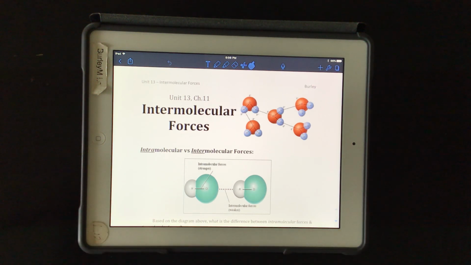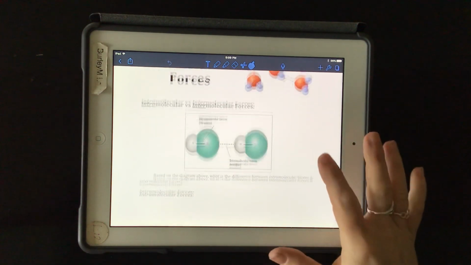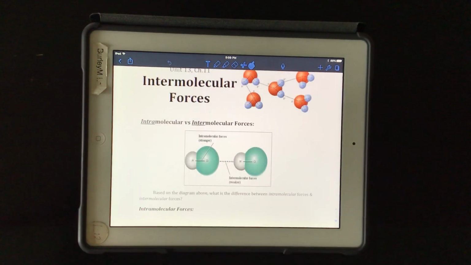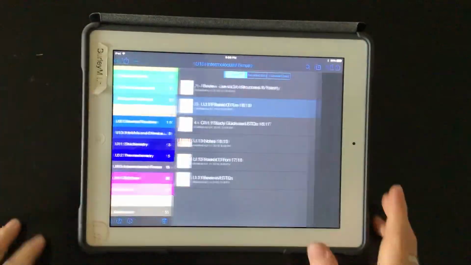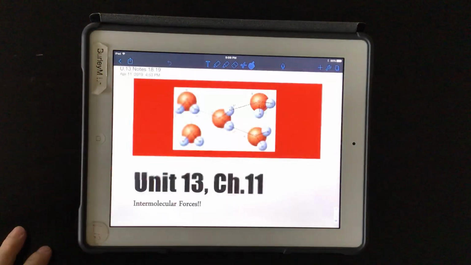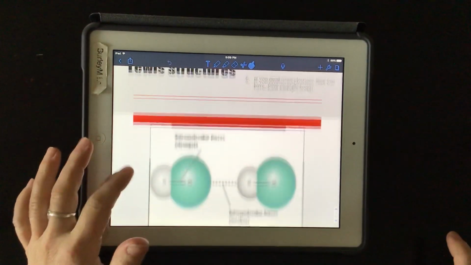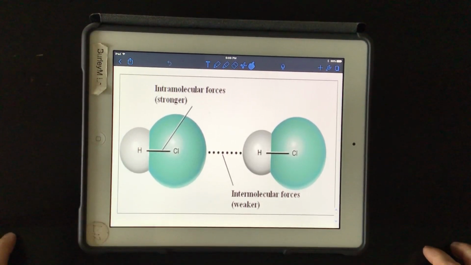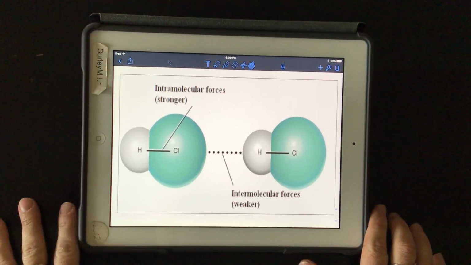In this video, you're going to be learning the difference between intra and intermolecular forces. As you're watching this video, you should be taking notes on page 1 of your packet of fun. If we take a look at the first page on your packet of fun, you're going to see this picture.